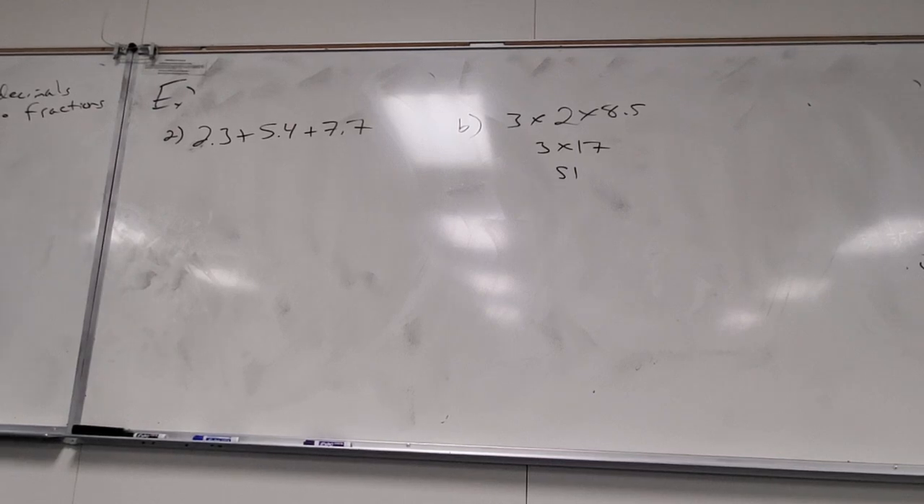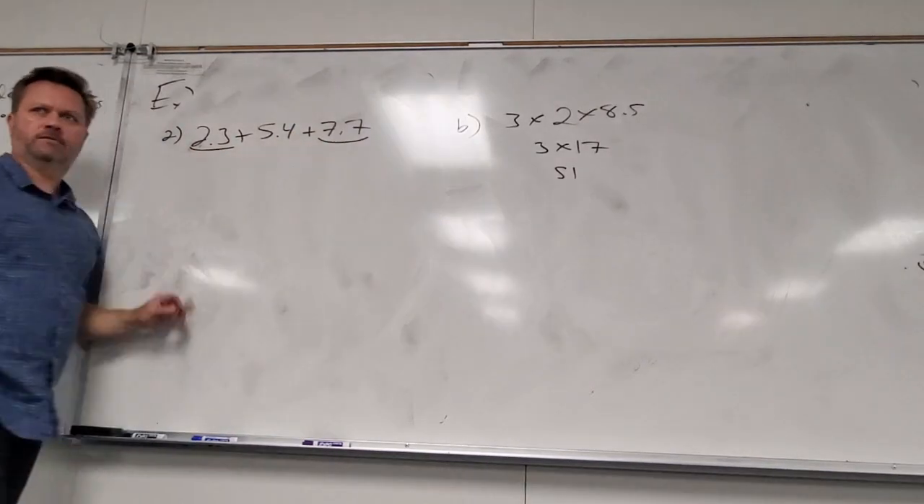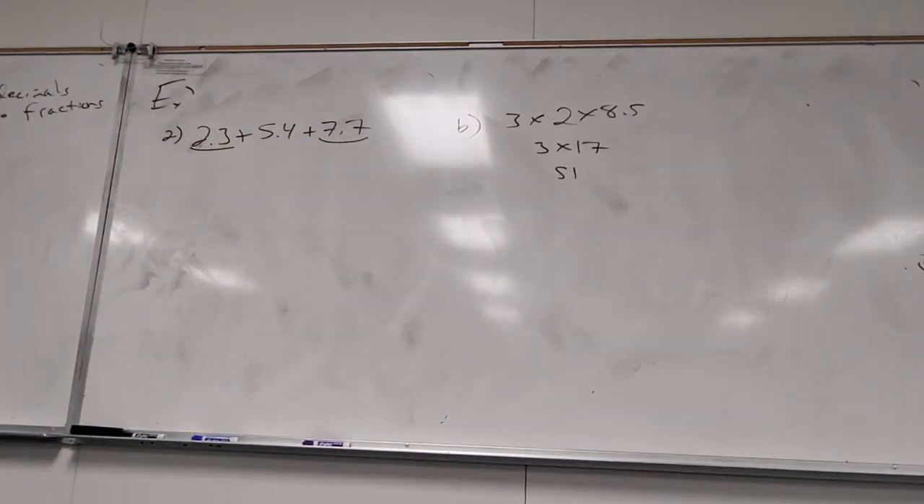What would you do to make it easier in your head, and just see if you remember what it's called? Do these numbers kind of go together for some reason? Right? So 2 and 7 is 9, 0.3 and 0.7 is another 1, so that makes a nice 10.